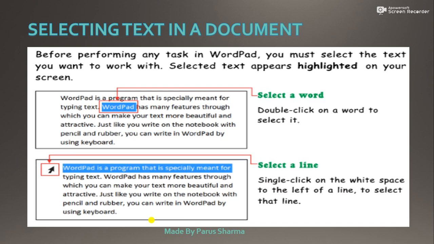Then we have another option, that is selecting text in a document. Whenever you want to make changes in your document, you have to select that. If you want to select a single word, then you place your cursor on that word and double click on it. It will select only a single word. If you want to select a line, then you have to place your cursor at the selection area which is before the starting of your sentence. Then you have to single click here and your whole line will get selected.